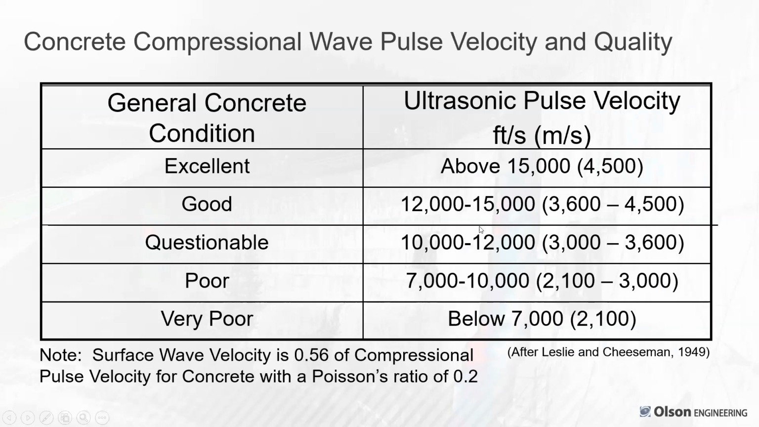Good quality concrete, good to very good, 12 to 15,000. Questionable, 10 to 12,000. And poor quality, 7 to 10,000, below 7,000. And remember, surface wave velocity is 56% of the compressional pulse velocity for concrete with a Poisson's ratio of 0.2.